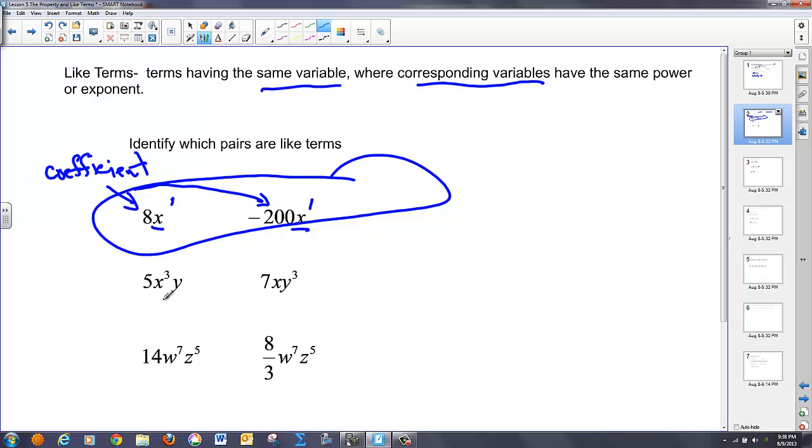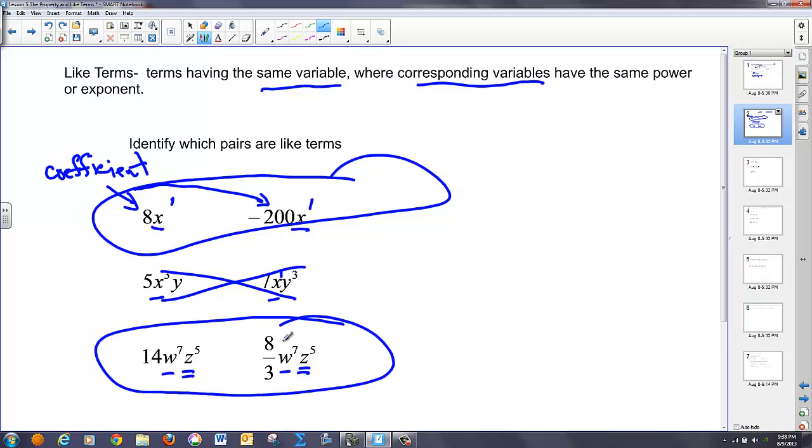Now I notice in this case I have an x and an x, but in this case my x has a power of 3 and my x has a power of 1. Right off the bat, corresponding exponents are not the same. So these are not like terms. I have a w and a w and a z and a z. Notice the w's both have exponents of 7 and the z's both have exponents of 5. Coefficients don't matter. So these two are like terms.